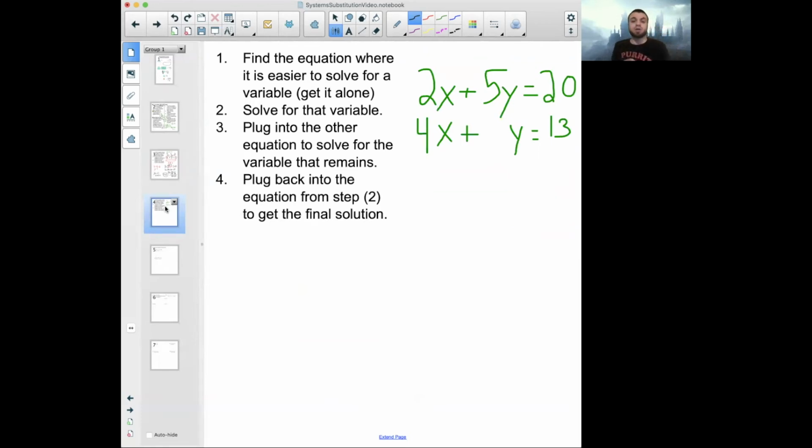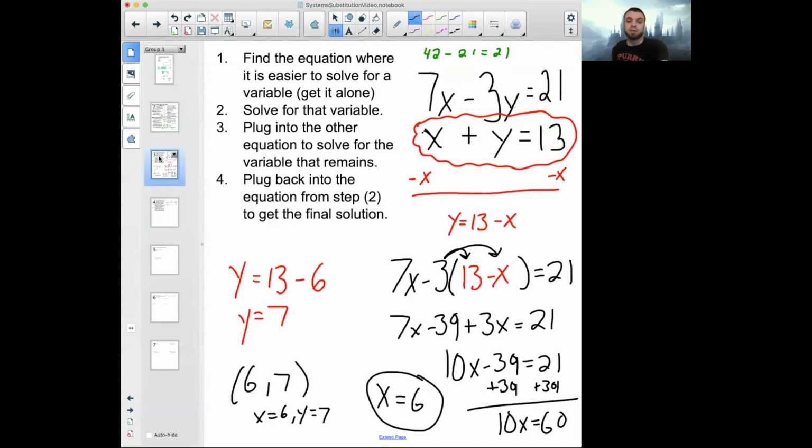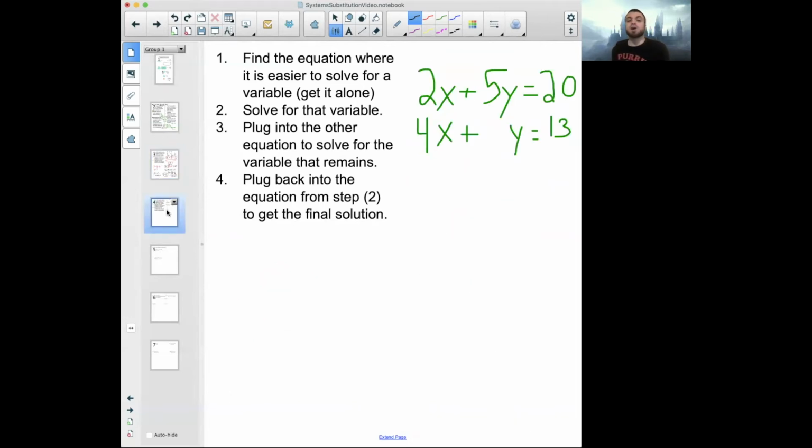All right, so here we go. So I'm going to find out which variable I want to get alone. And of course, in the previous one, you could have gotten x alone instead of y alone, right? It wouldn't have mattered if you had gone back and isolated x instead of isolating y. I chose y.